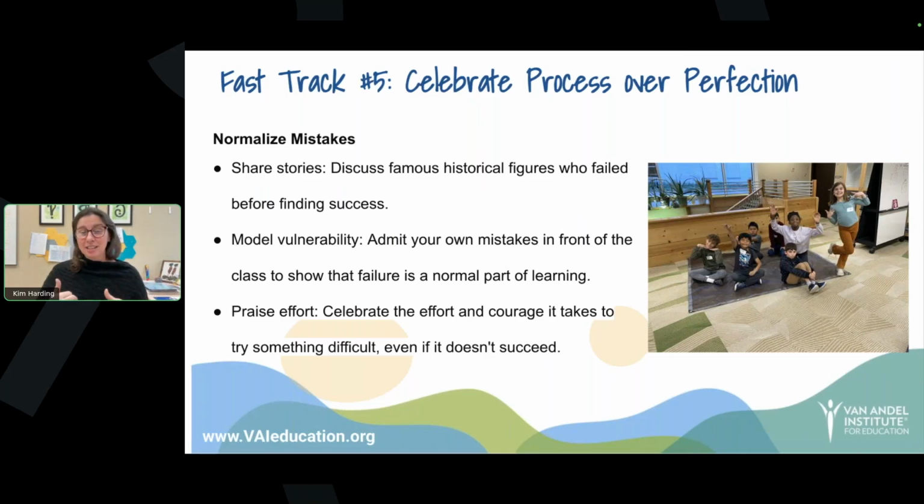I've already talked to this, but modeling vulnerability, right? We all make mistakes, admit your mistakes, push through them, acknowledge them, and then praising effort, creating that effort, just so they know that whatever happens, whatever that end result is, it's going to be okay. And that, again, it frees them up to have that open, creative mind where they're going to be able to reach their fullest potential.